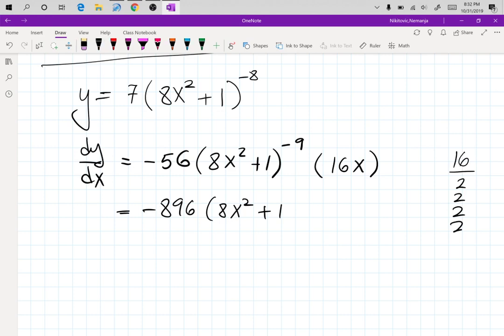I'm going to place this in the denominator now because it has negative exponent. So negative 896, well, divided by 8x squared plus 1 to the 9. We're good to go.